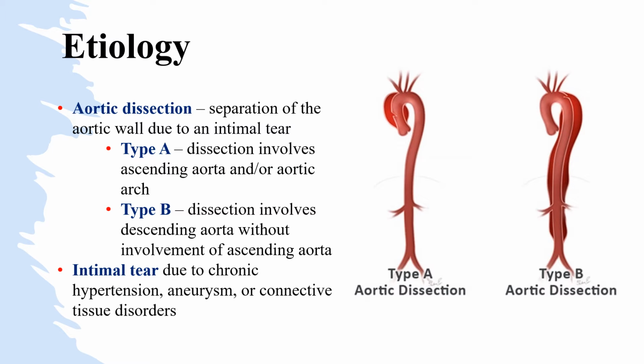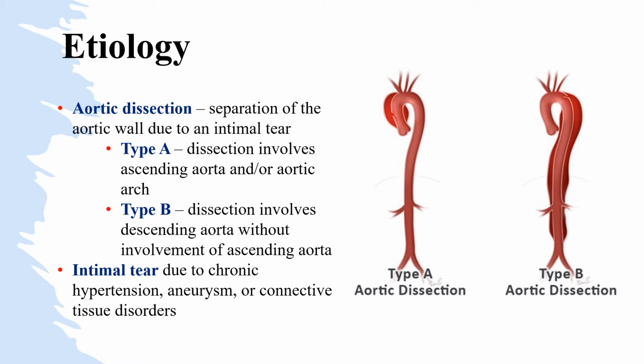So here's the etiology of aortic dissection. But first, let's have a quick anatomy review. As you know, the aorta is the largest artery within the body, and it is composed of 3 layers. The innermost layer is called the tunica intima. It is composed of endothelial cells. The second layer is called the tunica media. It mostly has smooth muscle cells and elastic fibers for the elasticity of the aorta. And the last layer is called the tunica adventitia. It has a lot of collagen fibers, which act as a supportive element for the aorta.